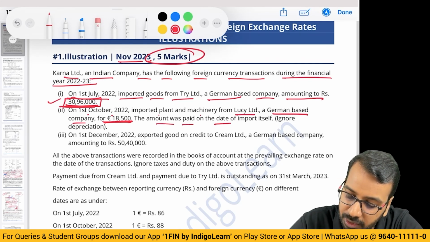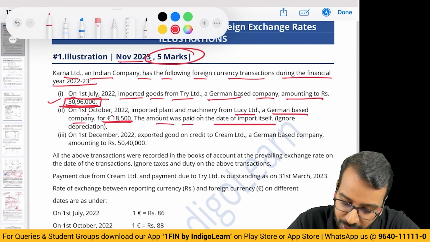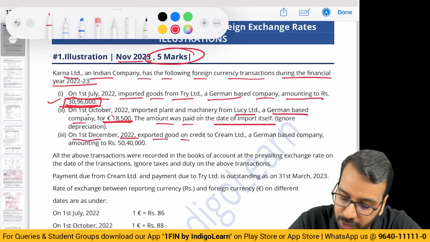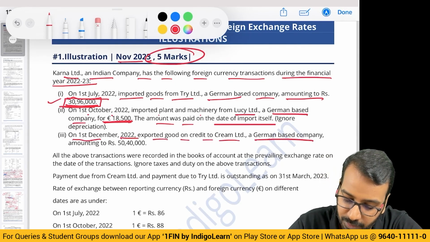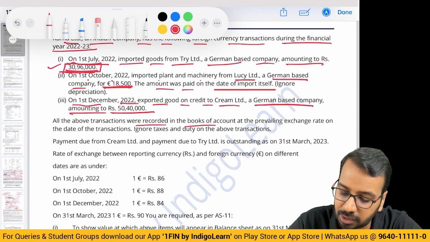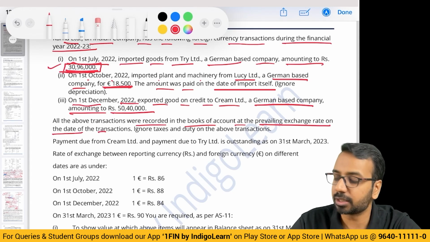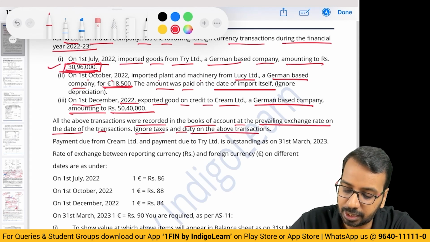The amount was paid on the date of import. So, immediately they are paid. Then, on 1st of December of 22, exported goods on credit to Cream Limited, a German-based company, amounting to rupees 50,40,000. All the transactions were recorded in the books of account at the prevailing exchange rate on the date of transaction. Ignore taxes and duty.